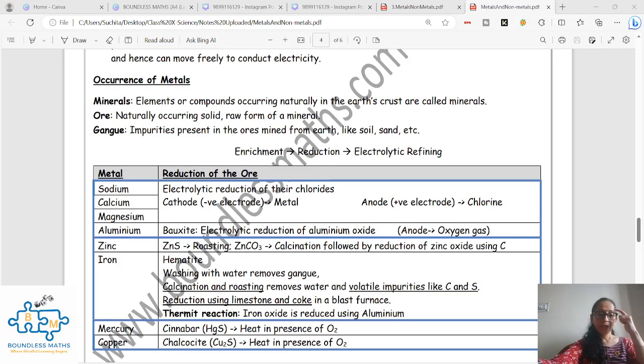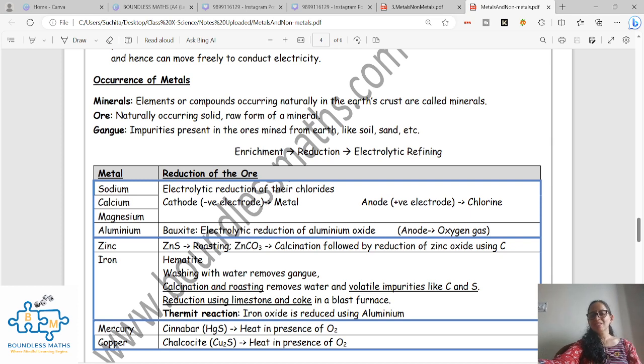Hello children, in this video we are going to talk about extraction of metals from their ores. So what is an ore? A naturally occurring solid raw form of a mineral is called ore, right? Because the ore occurs naturally in the earth's crust, it has impurities like soil or sand. By default, they are mixed into the ore.